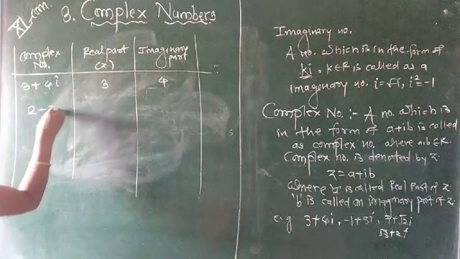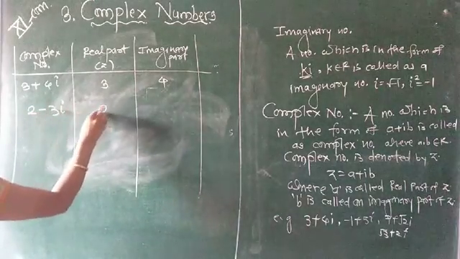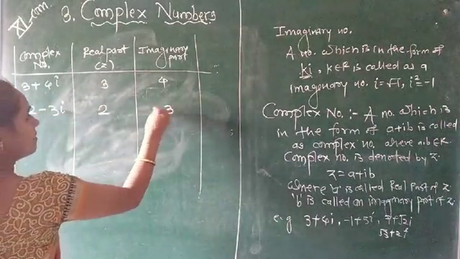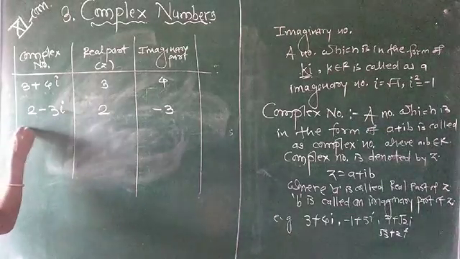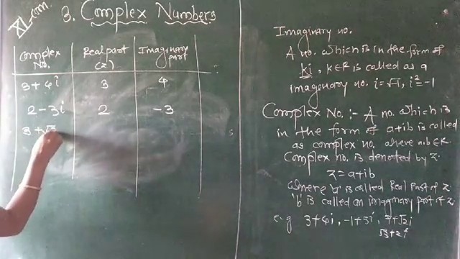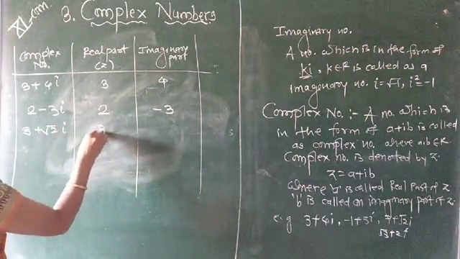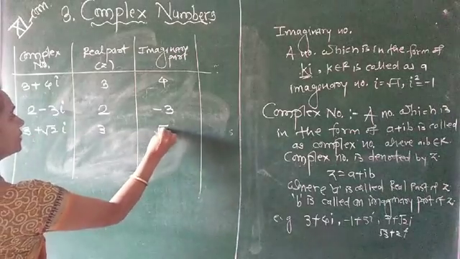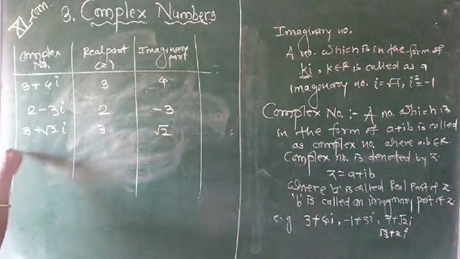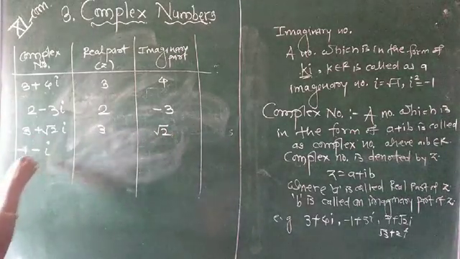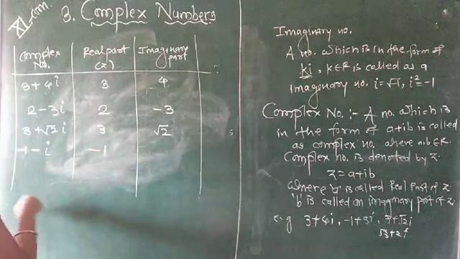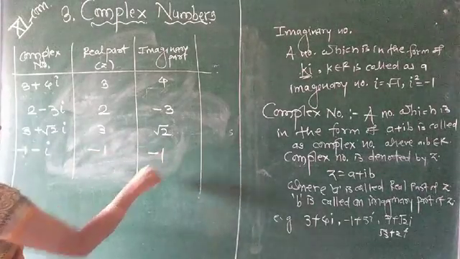Next, 2 minus 3i. Then its real part is 2. Imaginary part is minus 3. Next, 3 plus root 2. Then 3 is real and the root 2 is imaginary. Minus 1 minus i. Then real part is minus 1 and imaginary part is also minus 1.